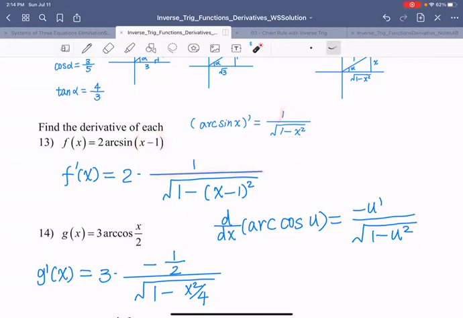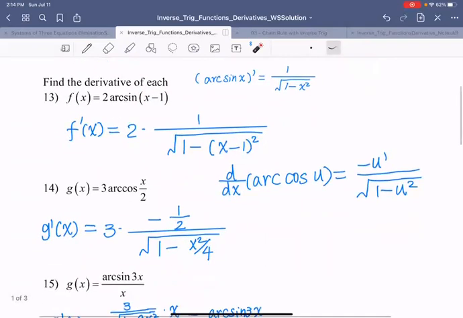1 divided by square root, x squared is replaced by x minus 1 squared. Okay? So that is the answer. This question is pretty easy. Next, number 14. Number 14, you have 3 times arc cosine x over 2.